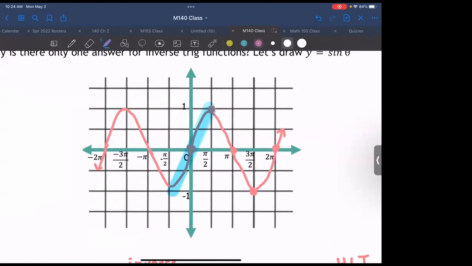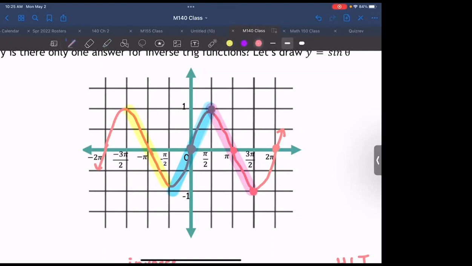What about between pi over 2 and 3 pi over 2? Yeah, right, passes the horizontal line test. And between negative 3 pi over 2 and negative pi over 2, that also passes the horizontal line test, okay? So what mathematicians realized is, what if we just focus on one of those highlighted parts and ignore the rest of the graph? Then we can find the inverse sine of whatever we're taking, right?